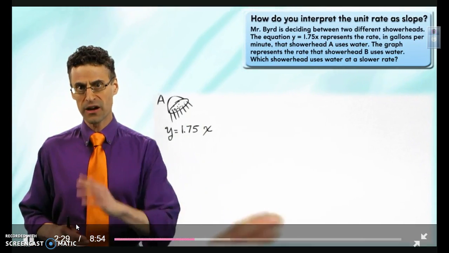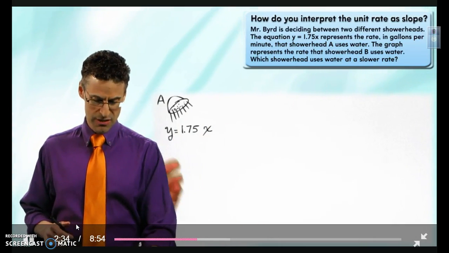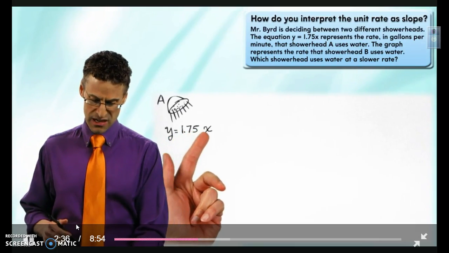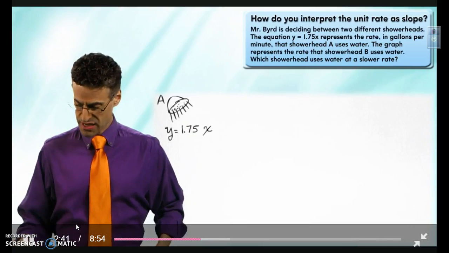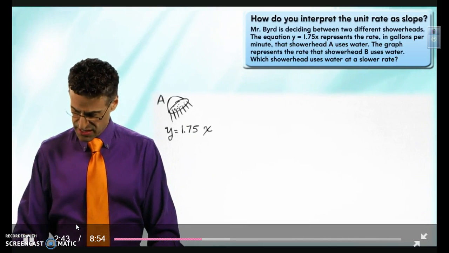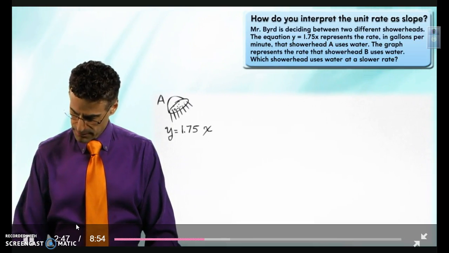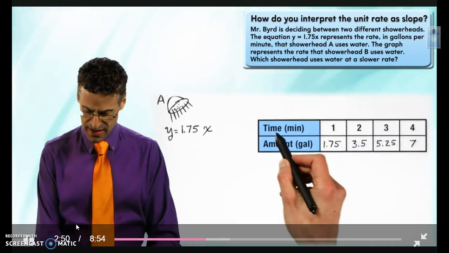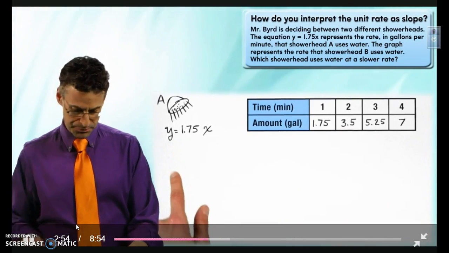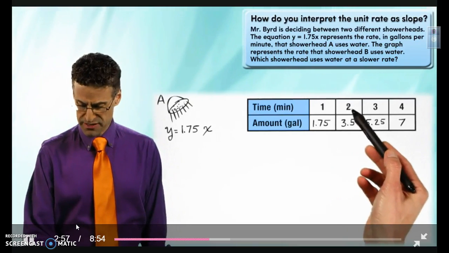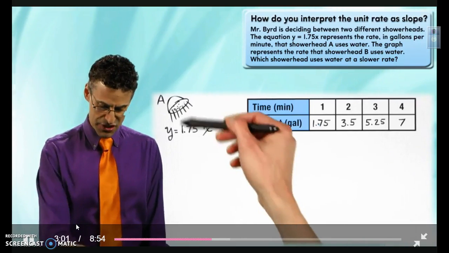Now, we can verify that for ourselves if you want to. I'll just talk you through it. But we can just look at this equation. When you have y equals a constant times x, that constant is always the slope or always the constant of proportionality. But just for fun, let's see that we could do this for ourselves by taking a look at a little table that I made in advance. This is a table where I used this equation to figure out for different times how many gallons this shower head would use.